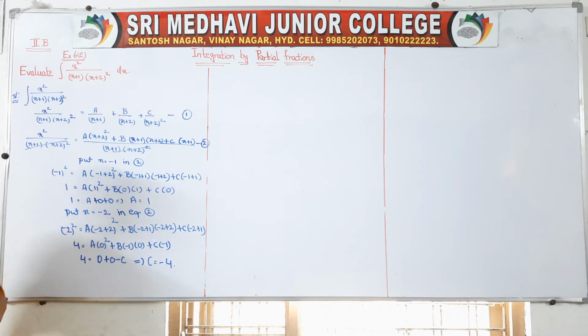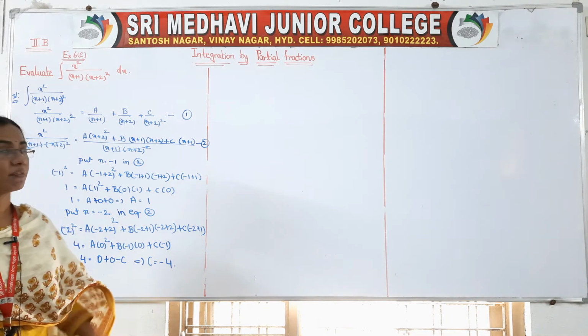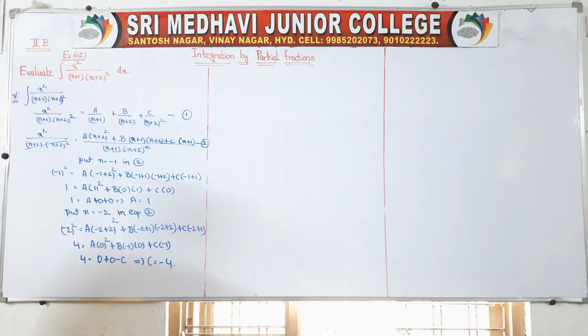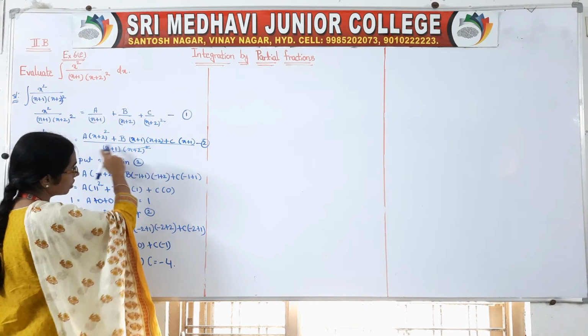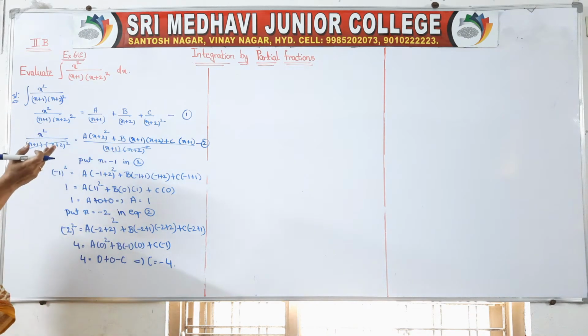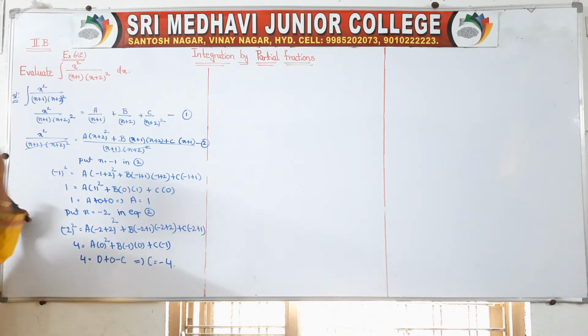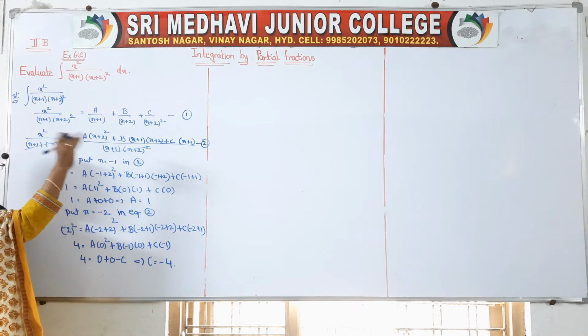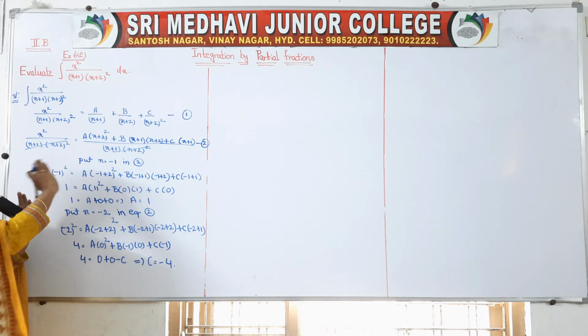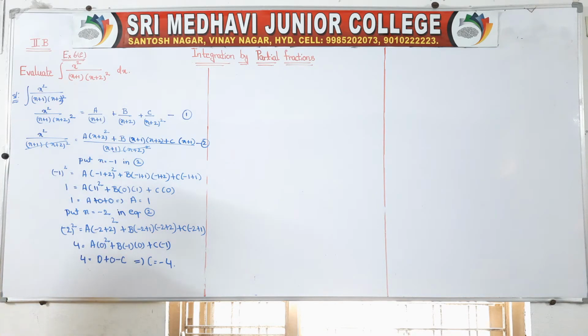Now we got our A value and C value, and we have to get our B value. If you observe the second equation, there is no chance to substitute an x value here. X is equal to minus 1, we can substitute. X is equal to minus 2, we can substitute. So no further substitution is possible. Then how will we get our B value? From the second equation, just compare the x square coefficients, then you will get your B value.